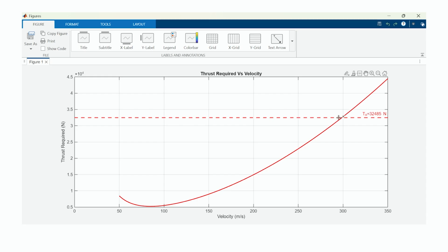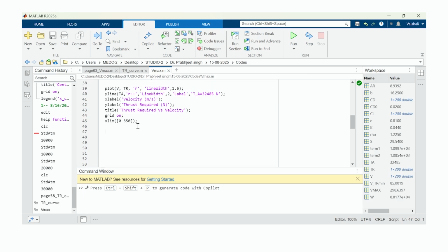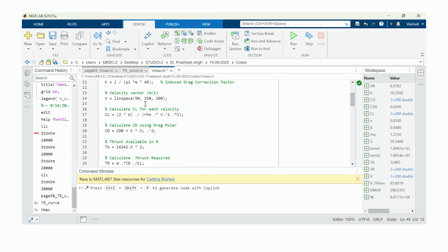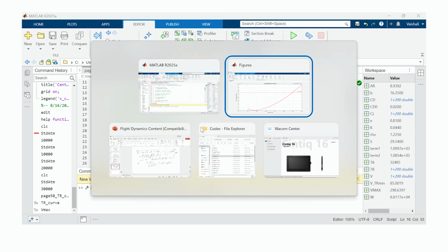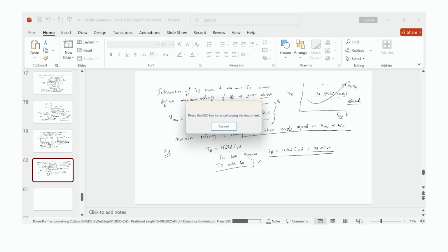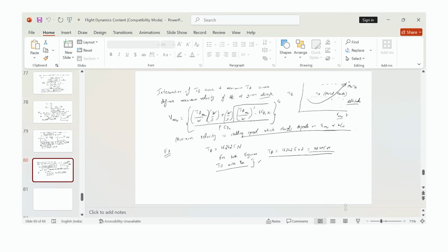But we are interested only till around 300, since this is the maximum velocity with which the aircraft can fly. And I am saving this as V maximum. Now let us quickly begin with our next topic, that is power required for level unaccelerated flight.